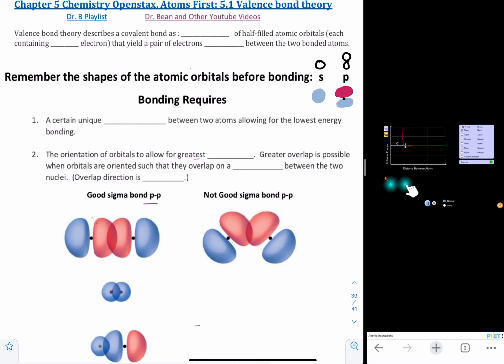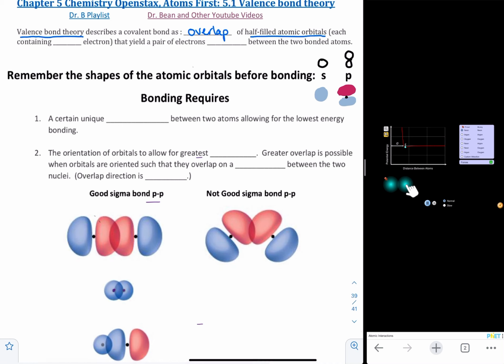So valence bond theory. This is the beginning of bonding theories, and it was built upon by something called hybridization. So that's not like a brand new term. It was built upon with hybridization. This describes covalent bonds as overlap of the half-filled atomic orbitals. So that seems like a lot of words.